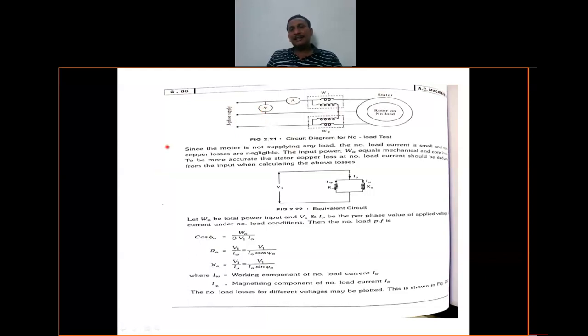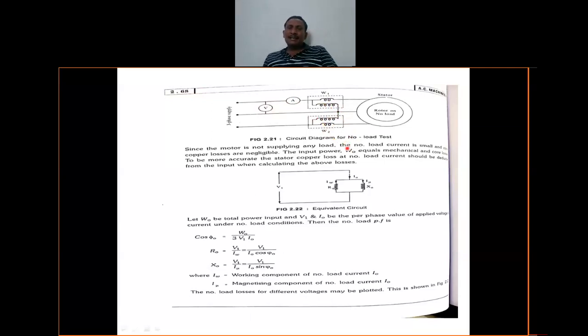Simply, the experiment is: just apply rated voltage and note down the readings. Do not connect any load. Just apply rated voltage and note down the readings of the voltmeter, ammeter, wattmeter 1 and wattmeter 2.